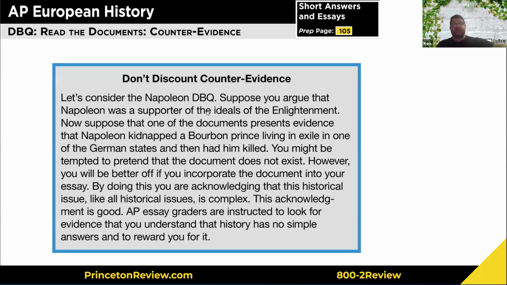And so that's what this slide is showing, talking about counter evidence. This is how you can earn the point for historical development, by directly discussing things that are counter to your document. Do not ignore the documents that are counter to your thesis.